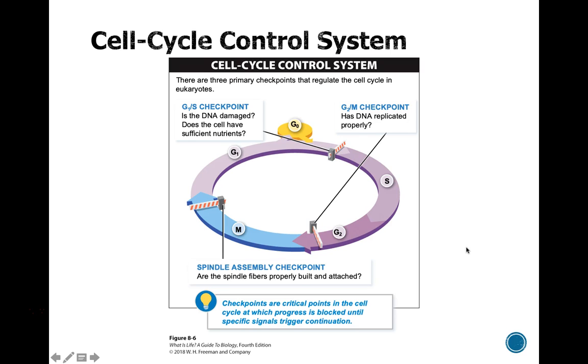At the end of G2, we have another checkpoint in which the cell checks to make sure that it's all ready to go for mitosis. Has DNA been replicated properly? Is all the DNA intact? Is the cell ready? If so, the cell enters the process of mitosis.